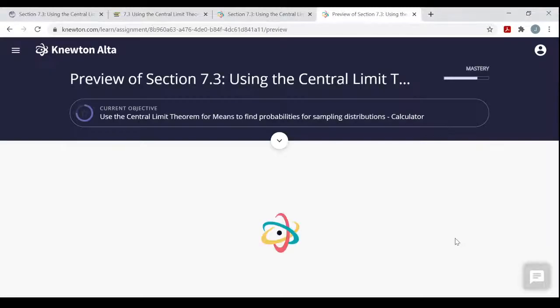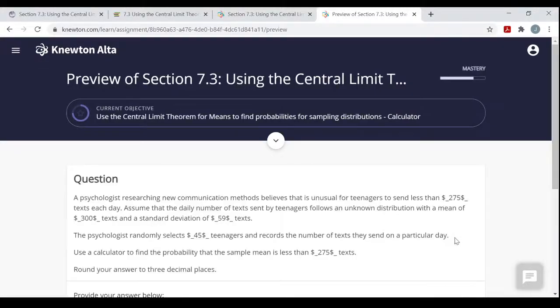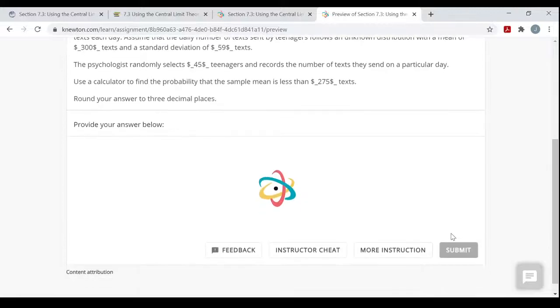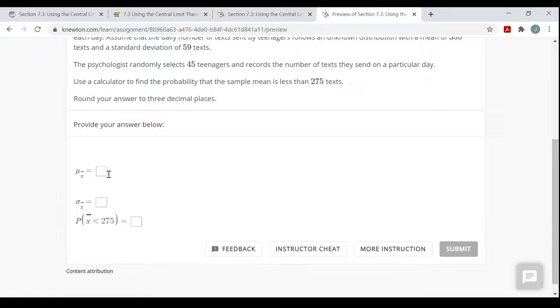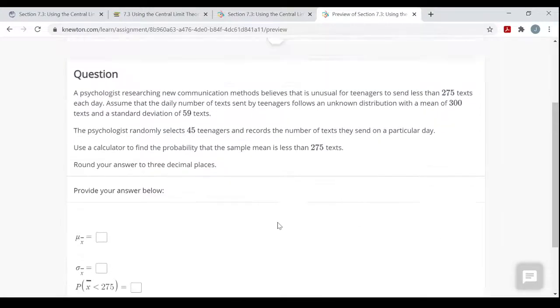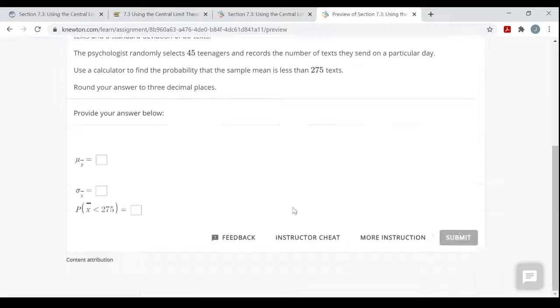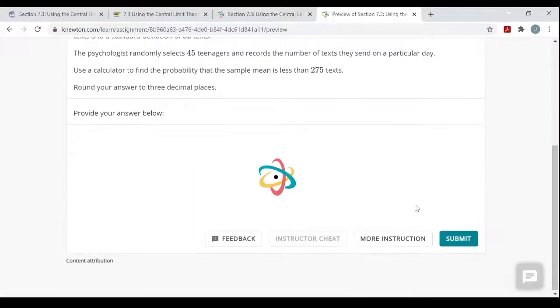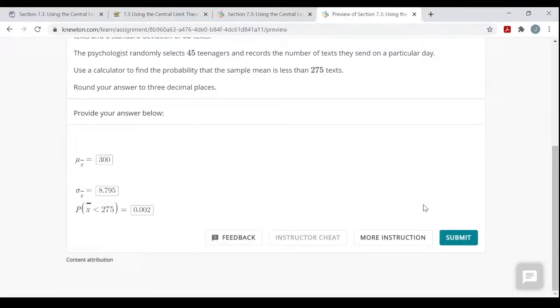And like I said, the rest of these are pretty similar. This one is just like the last one. You've got the mean, standard deviation, and the probability of some mean being less than 275. So again, I'm just going to cheat on this. You just have to figure out the right numbers that go where.